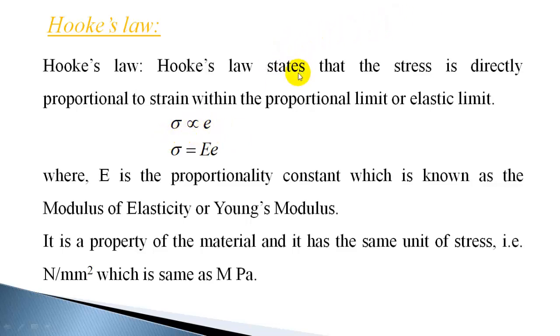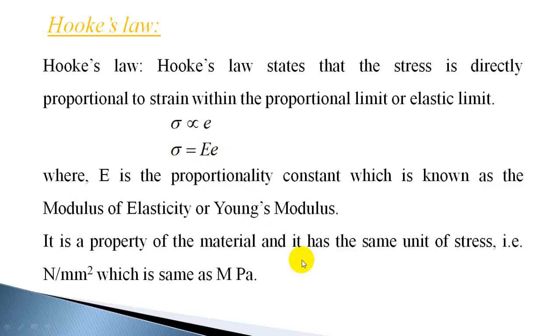So, not specifically mentioned, Hooke's law states that normal stress is directly proportional to normal strain as long as the loading is within the elastic limit, where the proportionality constant is known as Young's modulus or modulus of elasticity. So sigma is equal to E times epsilon, and capital E is Young's modulus or modulus of elasticity. You can rearrange this equation and write capital E as sigma by epsilon. Young's modulus is equal to sigma by epsilon.